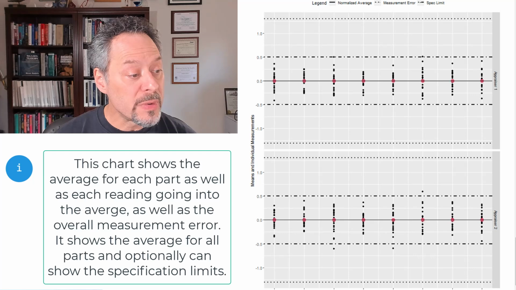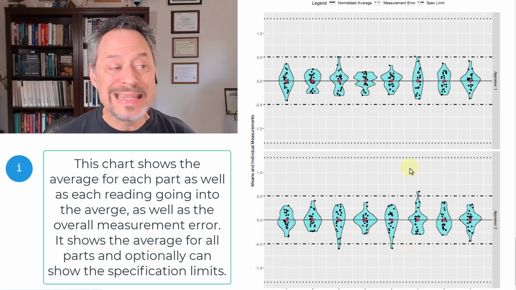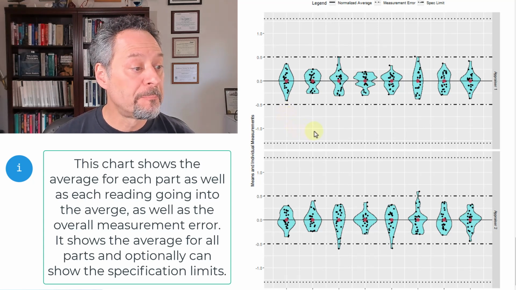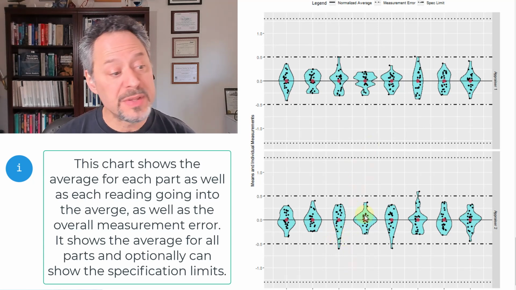To make it a little bit easier to see, I can add some jitter and just move those little dots around a little bit so they aren't all on top of each other. And if you like, you can do a distribution density plot, a violin plot, and see what the shape of those distributions are as well. But they're telling me the same story, which is I've got a lot of variation, and that variation is pretty large compared to the spec itself.